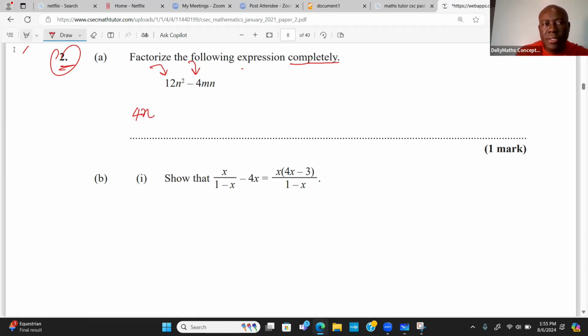As you could see, I've isolated the 4n, then I'm going to introduce a bracket. What we're going to do is divide 4n into these two terms, and the quotient comes down here. So 4n into 12n squared is going to give me 3n. 4n cancels here, so I'm left with minus m. This is just for 1 mark. So it's going to be 4n into 3n minus m. There we go.